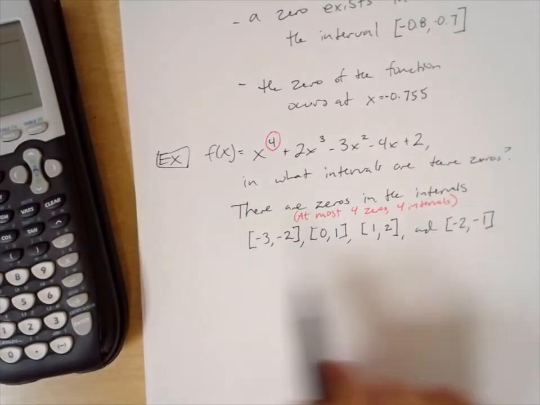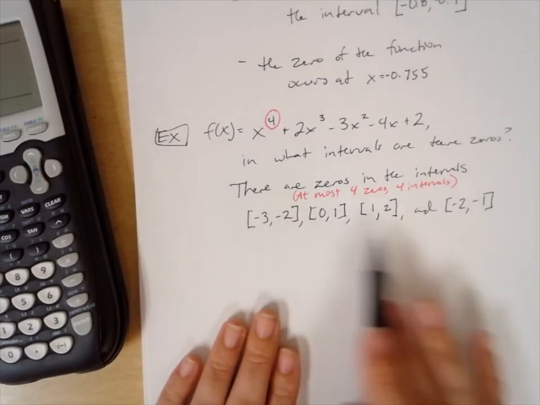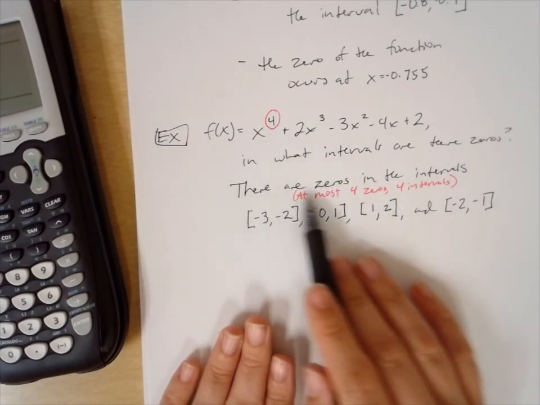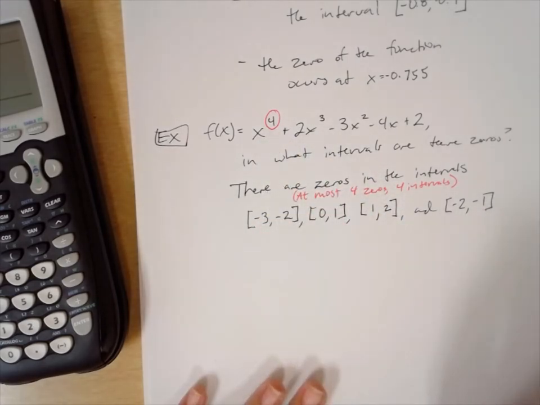And again, I know I'm good to go. I can stop now because there's 4 intervals here. That means there are 4 zeros, and our degree was 4, so that's the most this polynomial is going to have. That's all I have for you.